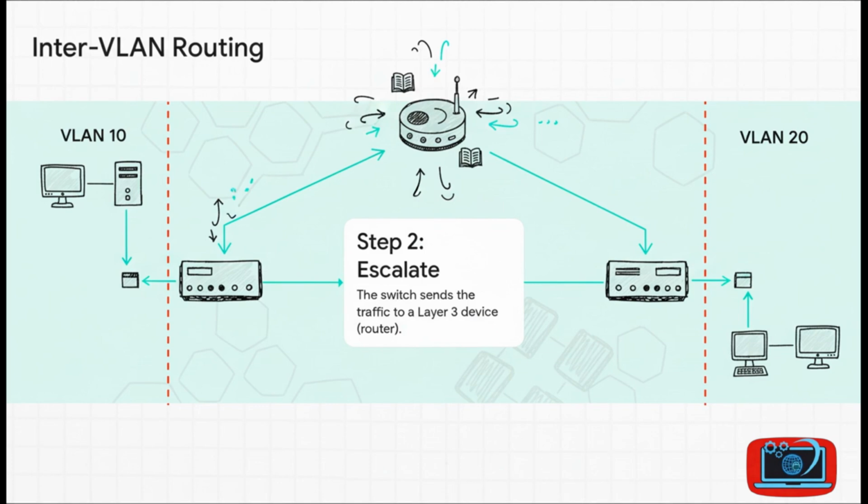So for them to talk to each other, the traffic has to be, let's say, escalated up the chain of command to a layer 3 device, which is usually a router. So the switch sees the traffic from sales as trying to get to R&D. It can't do it itself, so it sends it up to the router. The router then acts like a manager. It looks at the traffic, checks its rulebook, its access lists, and says, okay, is this allowed? If the rule says yes, it then routes the traffic back down to the correct destination in the R&D VLAN.